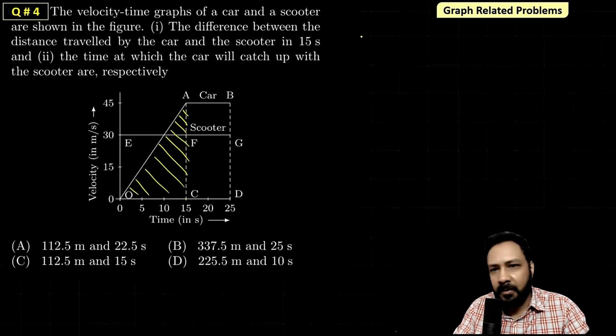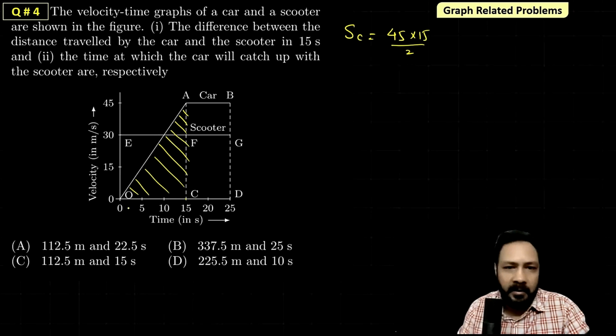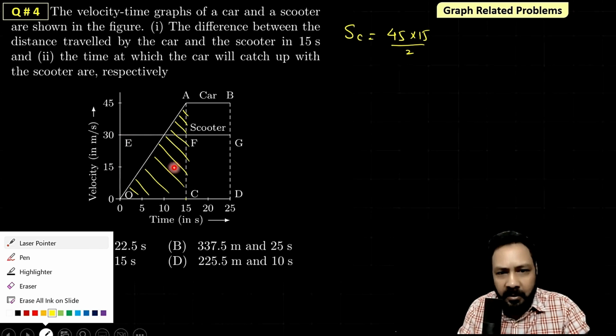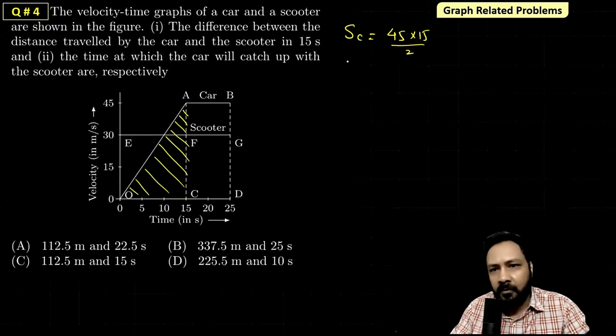So this is the displacement of the car, say SC. This area is equal to how much? 45 into 15 by 2. Let it be like that. And the displacement of the scooter is this area, so that is 30 into 15. So the displacement of the scooter is 30 into 15.